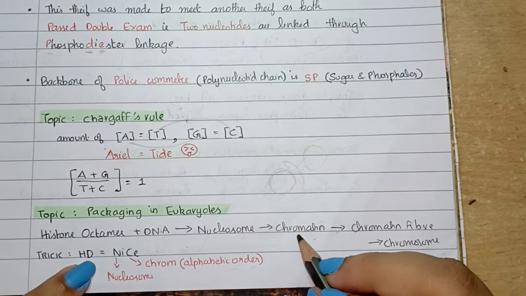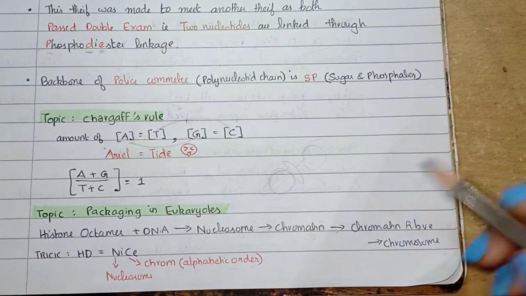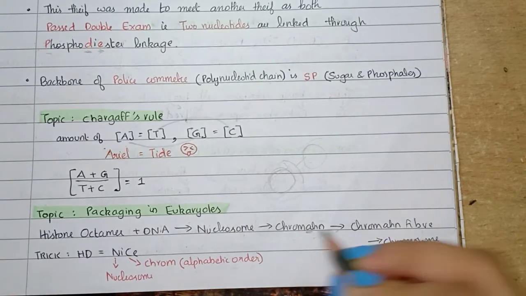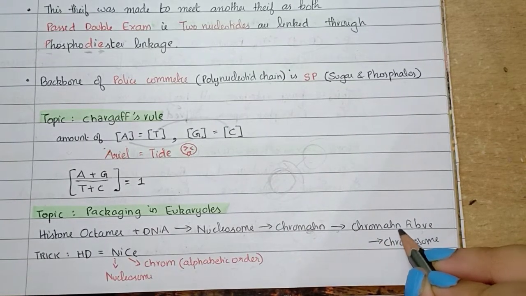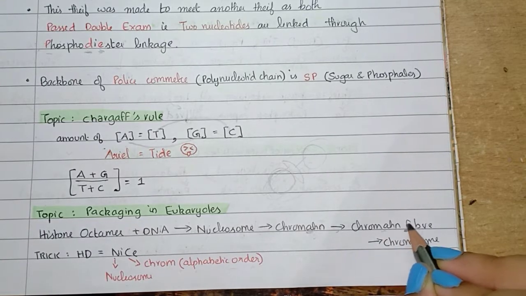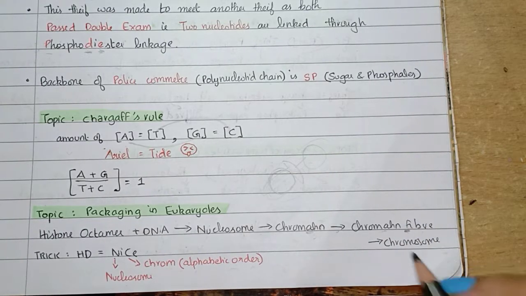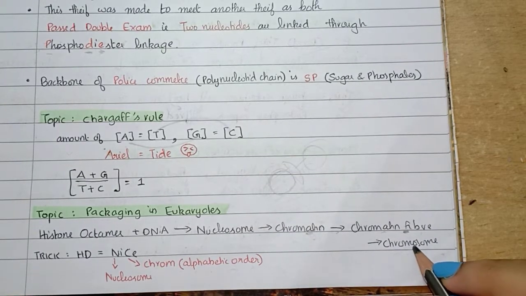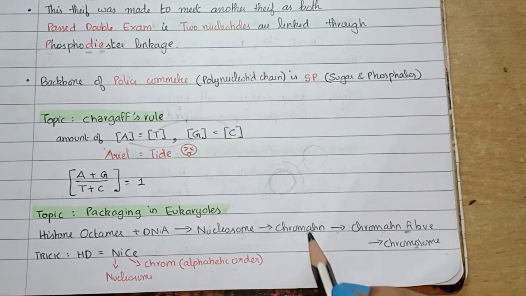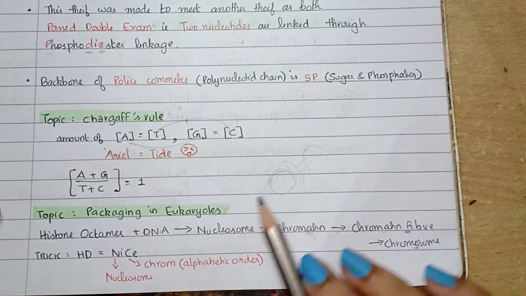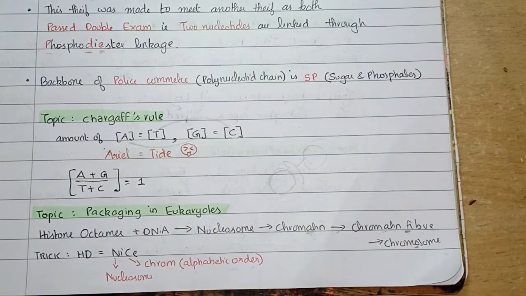First is chromatin, because in chromatin after M there is A, which comes first. Then chromatin fiber. Okay, chromatin, same A, but then there is this fiber, so it comes second. Next is chromosome, O. After M it is O, which comes last. So first chromatin, then chromatin fiber, then chromosome. Okay, that's the trick of packaging in eukaryotes.